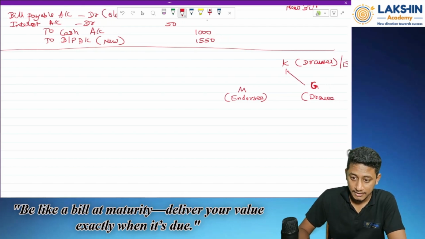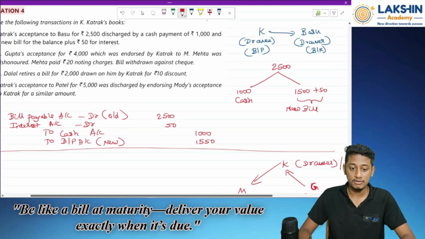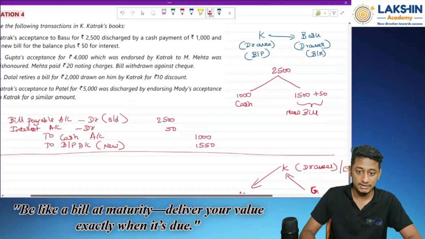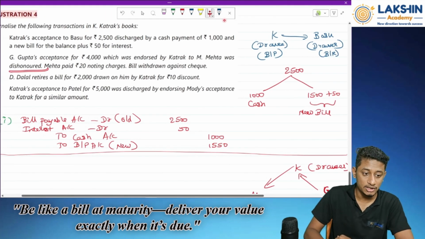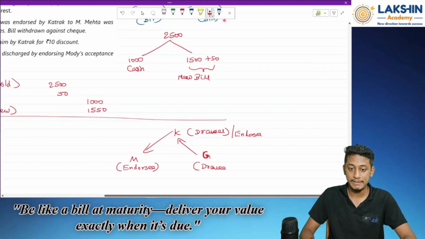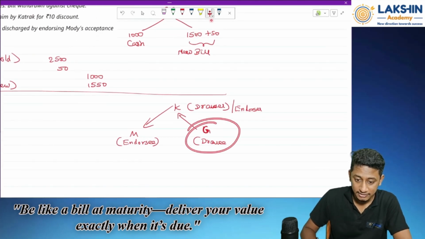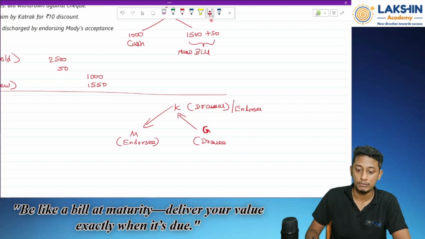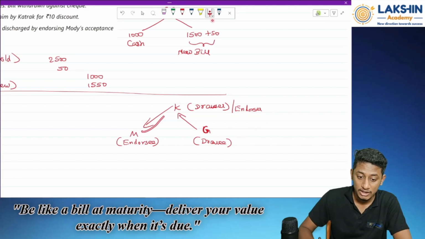The bill was accepted by G and given to Mr. M. But what has happened now? The bill was dishonored. So who has not made the payment? This idiot has not made the payment, because it was his responsibility to make the payment, right? Because of this, the bill will be thrown against him.